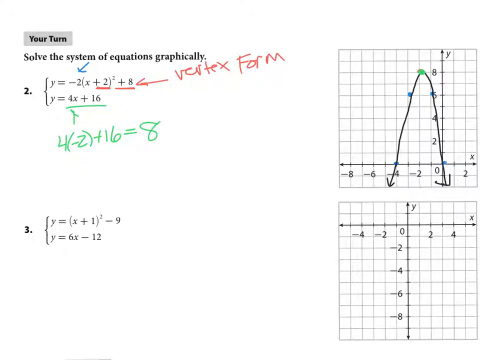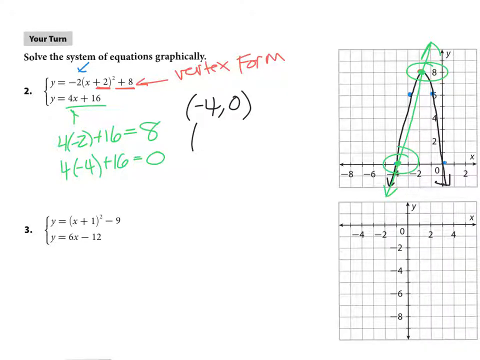Okay, I can try -4. 4 times -4 plus 16, that's 0. Okay, so at -4, I have 0, ironically enough. So then I draw my line here. So where does it intersect? It intersects here and here. So I have the point -4, 0, and I have the point -2 and 8. So those are my 2 points of intersection.